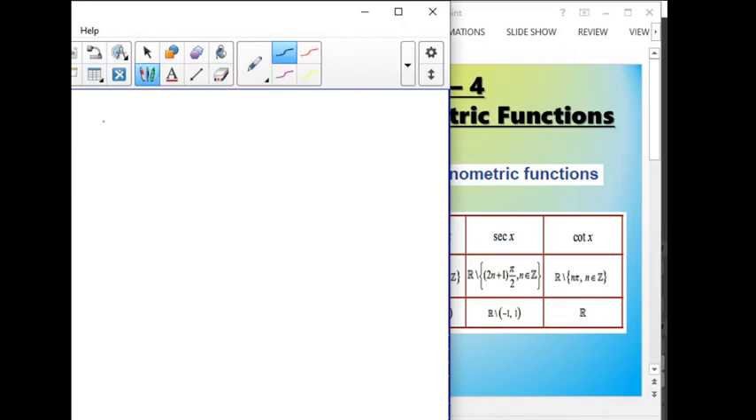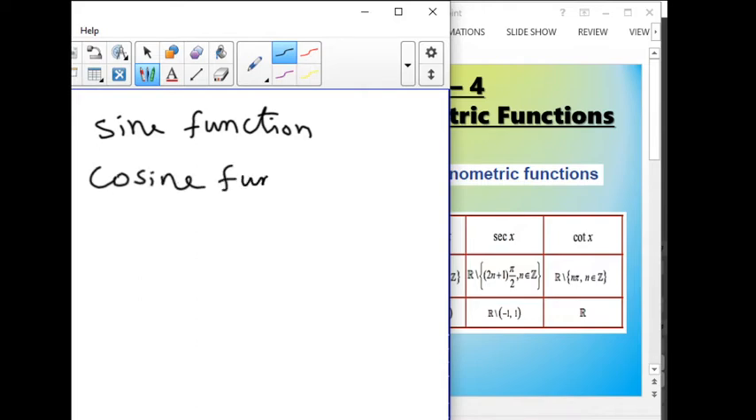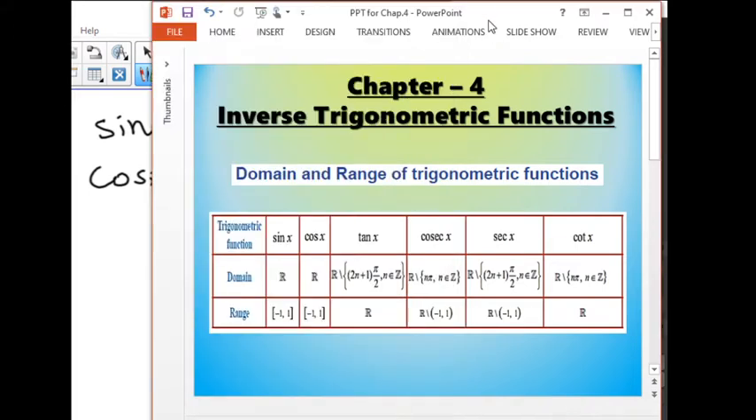Yesterday we have learnt sine function. So sine function, and today we are going to learn cosine function. As we learned for sine, we are going to learn for cosine. So what about the domain and the range?